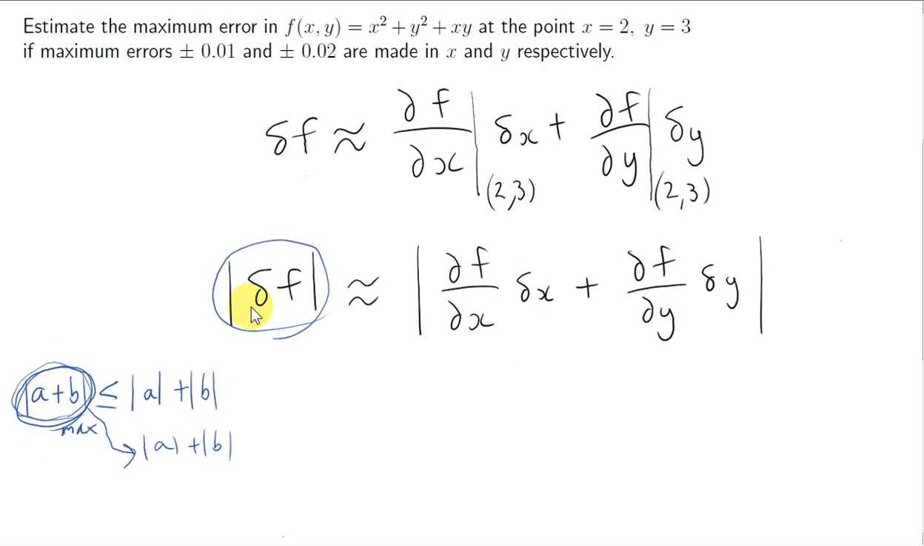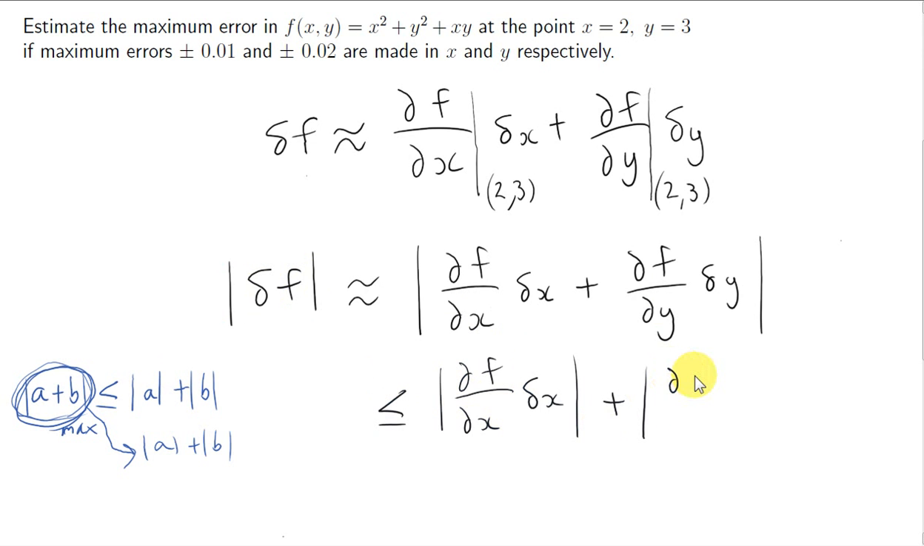So what's the maximum possible value that the magnitude of the change in f can have? Well, we just split this up. We have the sum of two quantities. The magnitude of the sum is at most the sum of the magnitudes. Also here we have a product of two quantities. Now it's also a fact, and it's quite easy to prove this one, that the magnitude of the product of two quantities is equal to the product of the magnitudes. This one's easy to prove. This one up here is a bit more difficult.